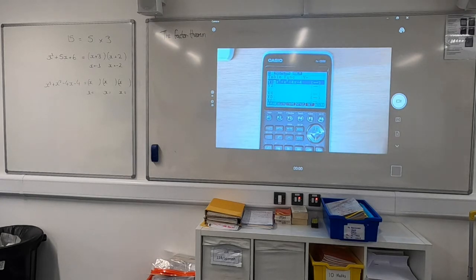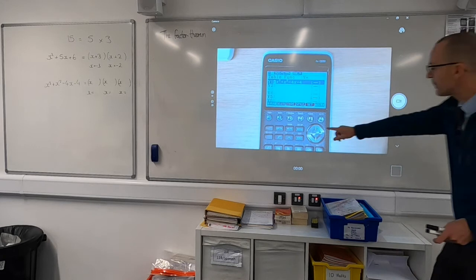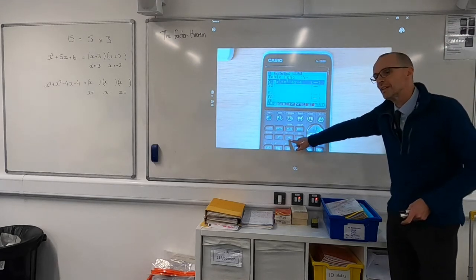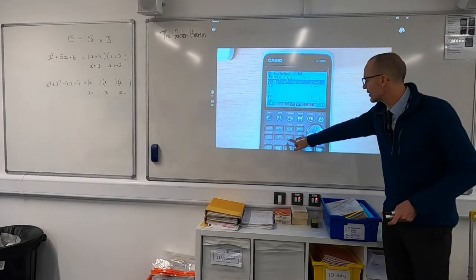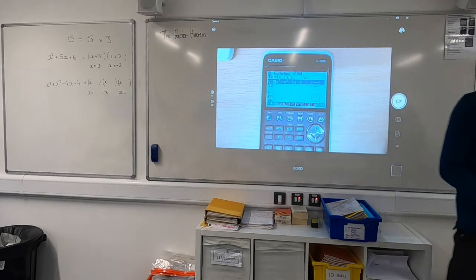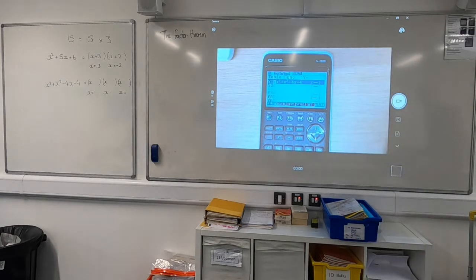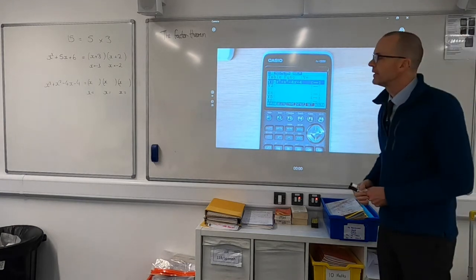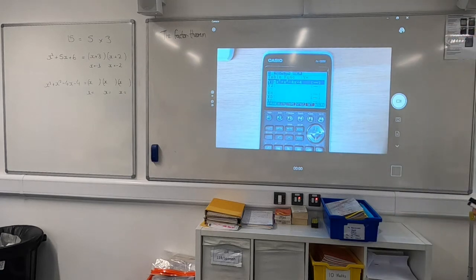How do I do cubed? So you just need to, right, this is the power button, the little hat. So you do x hat 3, but x squared has got its own button. So we're typing in that cubic, x cubed plus x squared minus 4x minus 4.